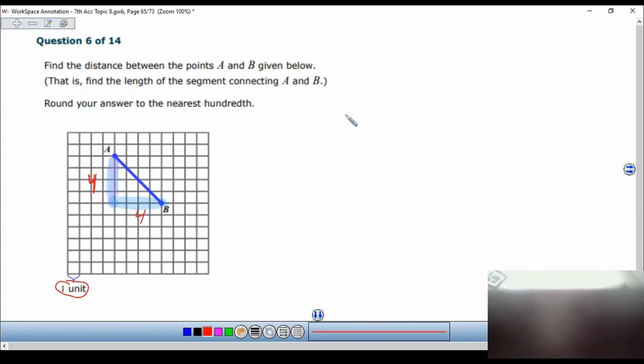So our 2 smallest sides, we're going to go, again, a squared plus b squared equals c squared. So we have 4 squared plus 4 squared equals c squared. Each of those 4 squared is 16.